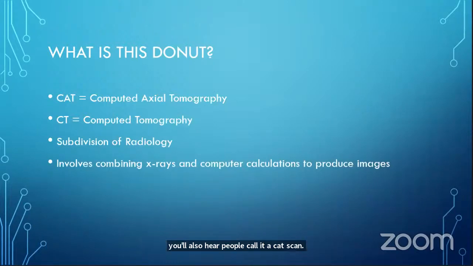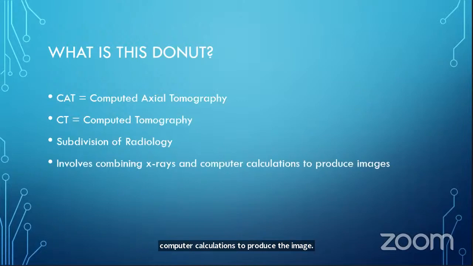So CT is a subdivision of radiology. Within radiology, we have X-ray, nuclear medicine, ultrasound, MRI, and a CT is basically just a really quick way to get a detailed image of the organs and tissues inside the body. CT does this by combining X-rays and computer calculations to produce the images.